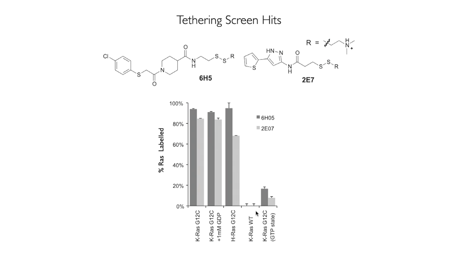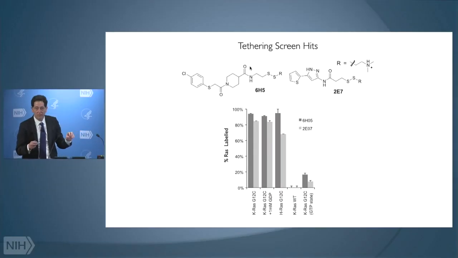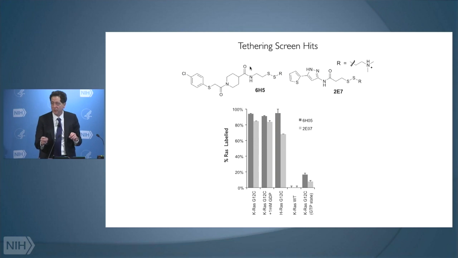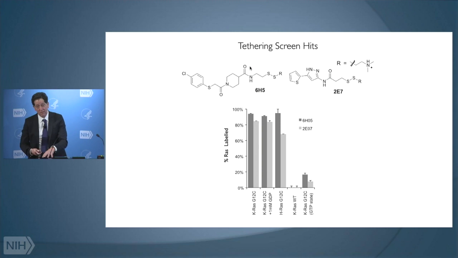And then we began to do additional studies like the nucleotide specificity. This protein that we used was just harvested from bacteria, so it had already cycled to the GDP state. So we put the protein in the GTP state, and unfortunately, nothing bound to that. Now, remember I told you that the oncogenic mutation locks the protein in the GTP state. So the protein that's in the cell is the GTP state, and these two drugs don't touch that. You can see the labeling is almost non-existent. So we immediately put these aside.